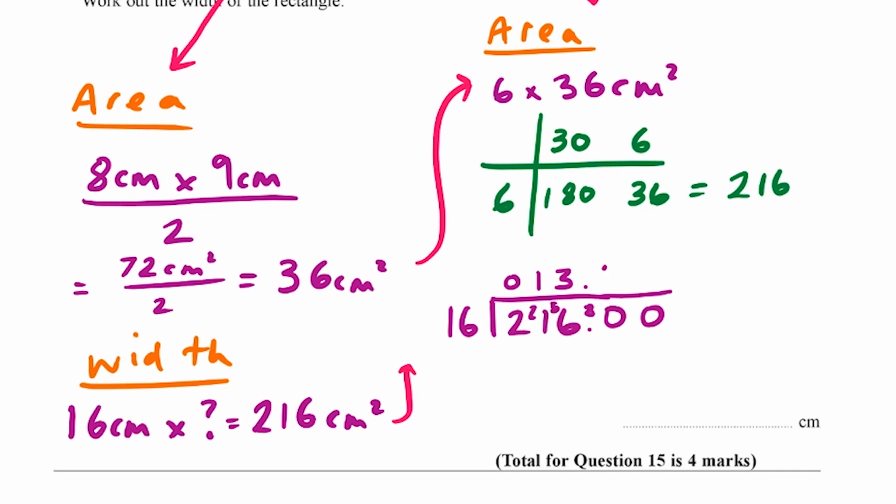So the question now is how many 16s go into 80? And that is 5. If you count up in 16s, 5 of them make 80. So 13.5. So the width of the rectangle is 13.5 centimeters.